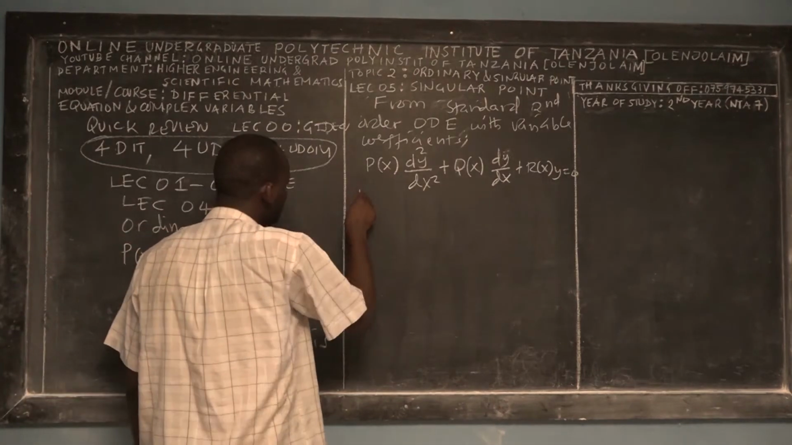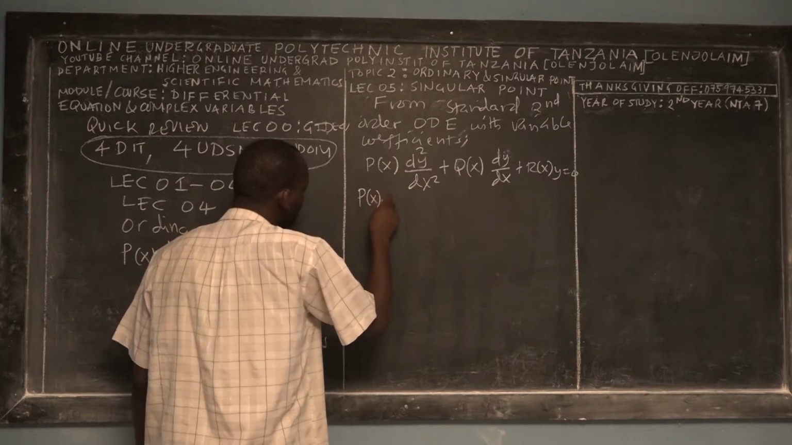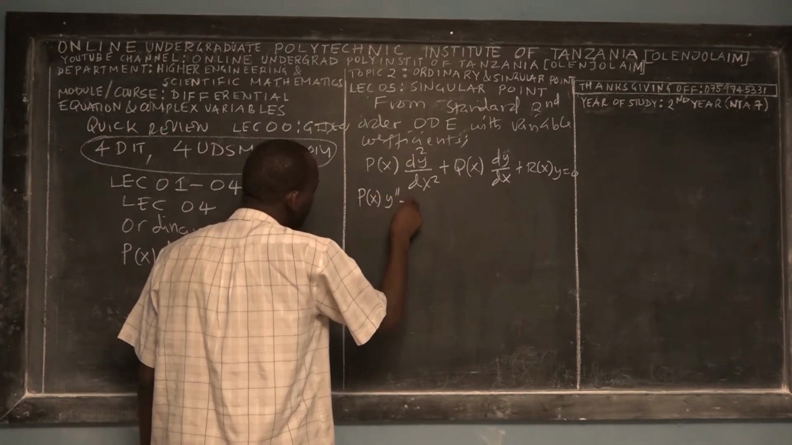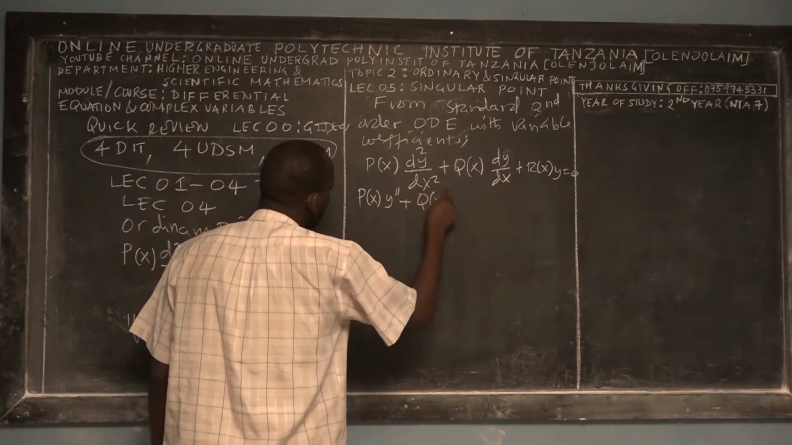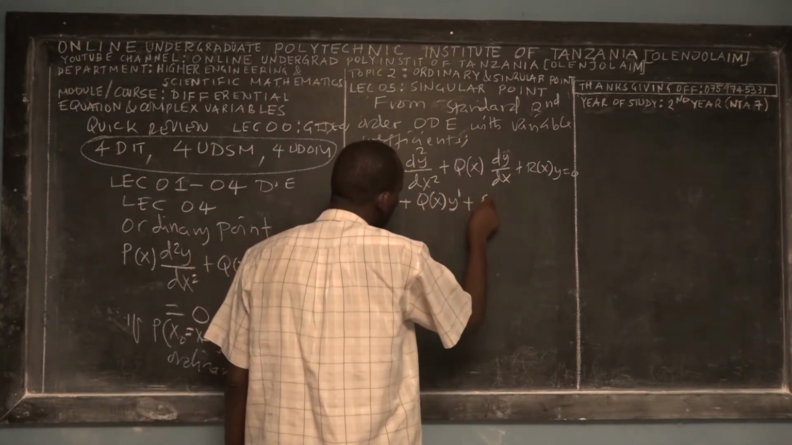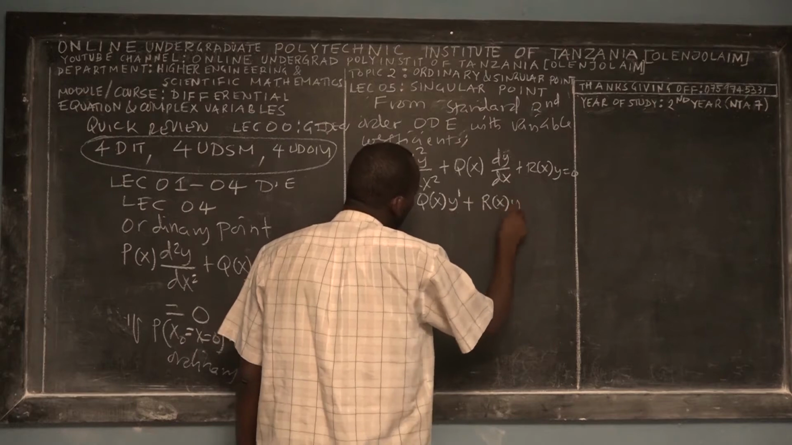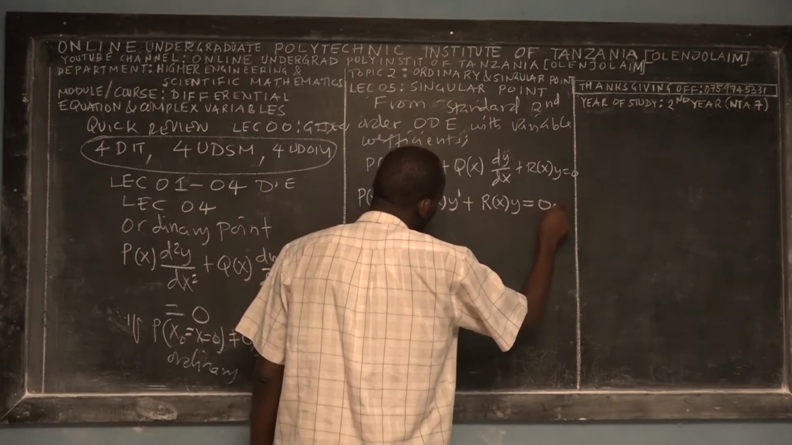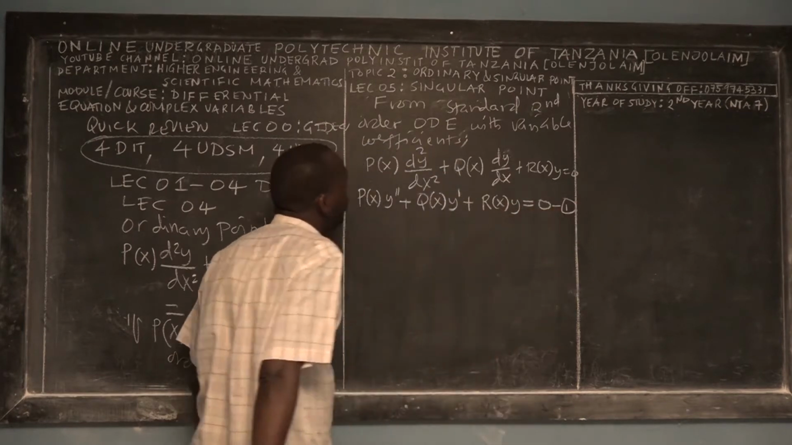Also, we can rewrite this expression as P of x times y double dash, plus Q of x times y single dash, plus R of x times y is equal to 0. So you can call this one equation 1 always.